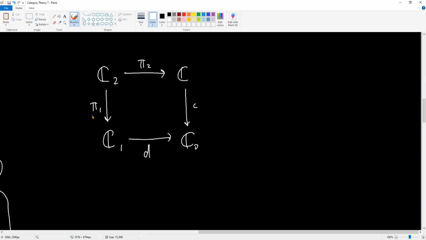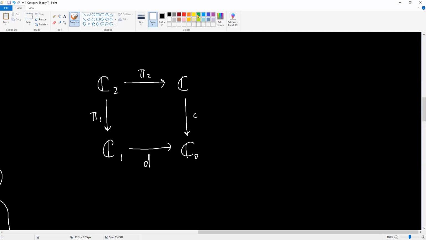In the category of sets, remember what this is? In the category of sets, and this will be true in the category of classes as well, this will be just the set of pairs of elements such that D of one element equals C of the other element. So this indeed generalizes what we want to generalize.